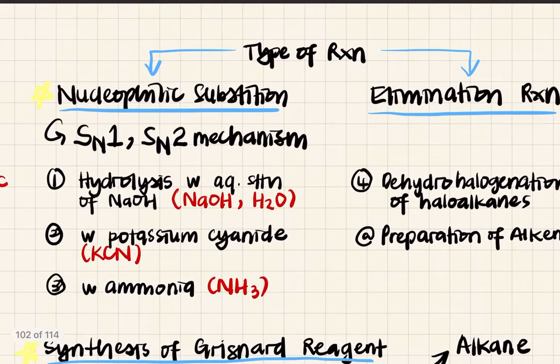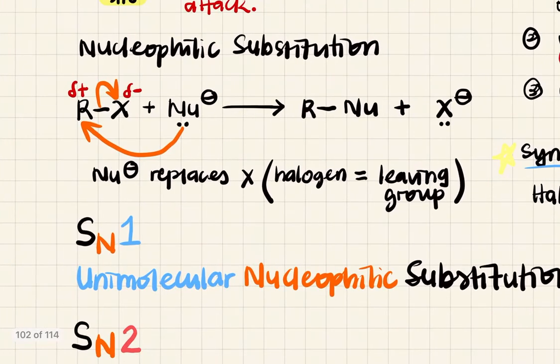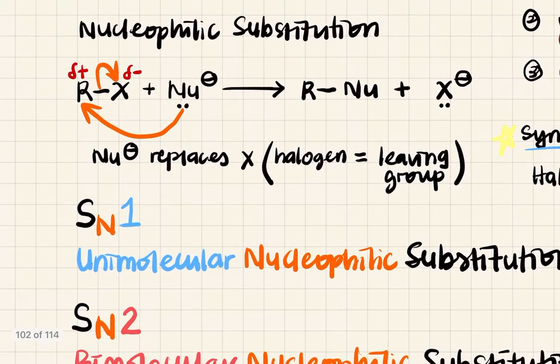Okay, so we're going to look at SN1, SN2 mechanism tu. Okay, what does it mean? What is nucleophilic substitution? So nucleophilic substitution, okay, maksudnya your nucleophile will replace your halogen in your haloalkane. Okay, that means that your X ni, awak punya halogen will be a leaving group. Dia akan leave. Dia ni akan masuk.